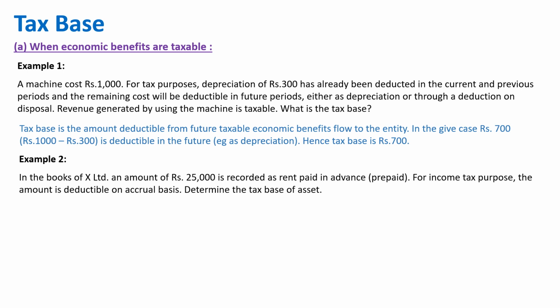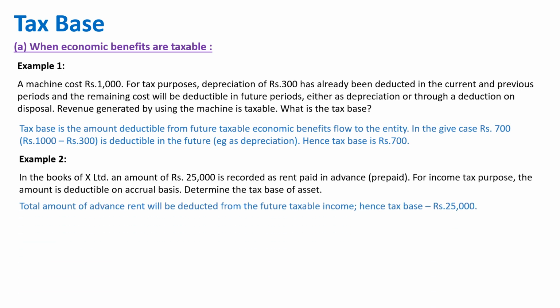So in this case also, income tax is going to allow you this expense as a deduction in a future period. Correct? So the total amount of advance rent will be deducted from the future taxable income. Hence the tax base is 25,000 rupees.